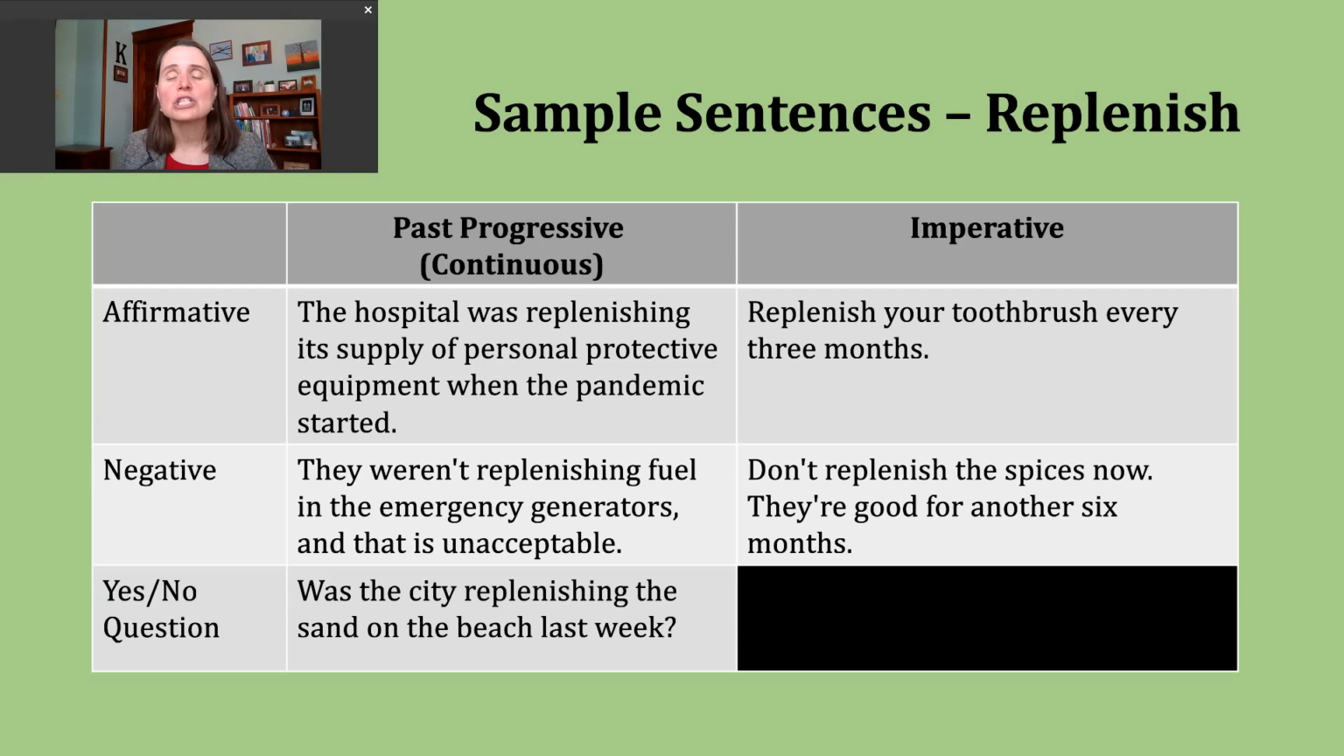To do this, start with do not and then the base verb. You could also use the contraction don't and then the base verb. Here's an example of that. Don't replenish the spices now. They're good for another 6 months. So here, maybe somebody is thinking like, oh, it's time to throw this out and buy new, right? Someone else is giving the command, do not throw those things out. Don't buy new ones. We can still use what we have.